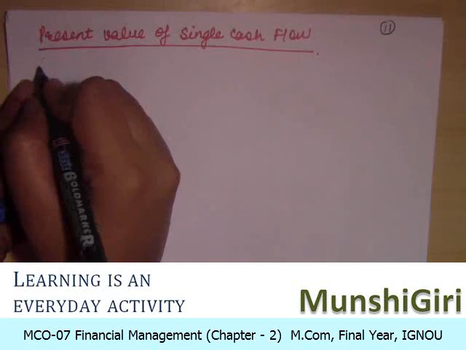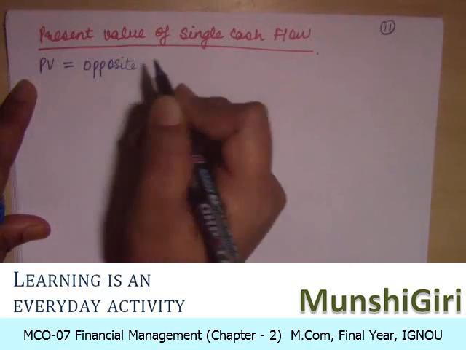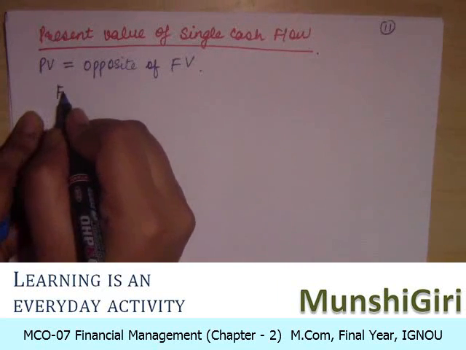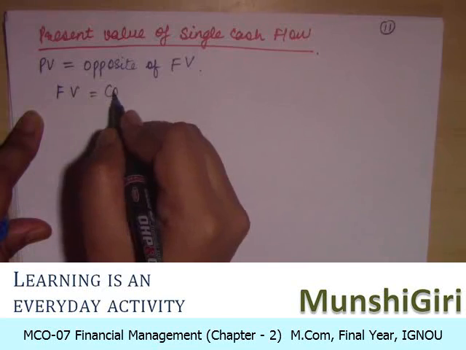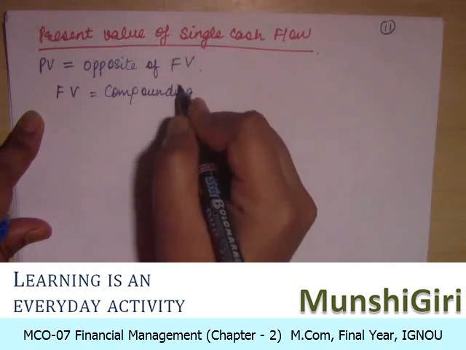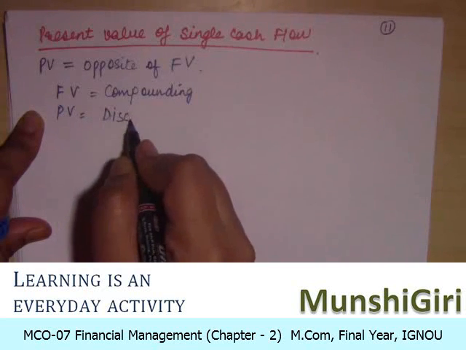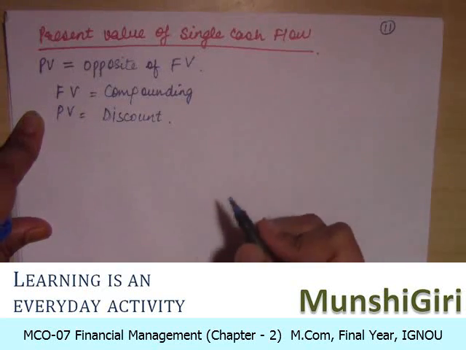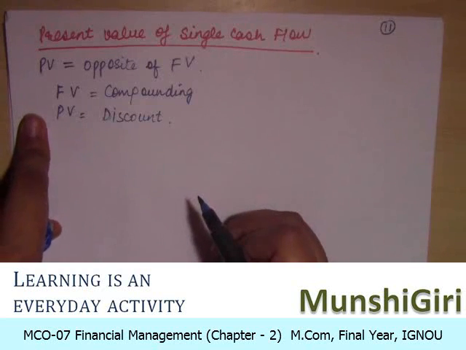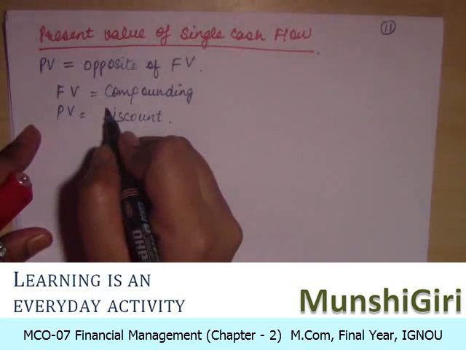What is present value? Opposite of future value. In future value, what do we do? Compounding. And in present value, we do discounting. Suppose you have a receivable at the end of year 1. Finding the value it has today is known as discounting.